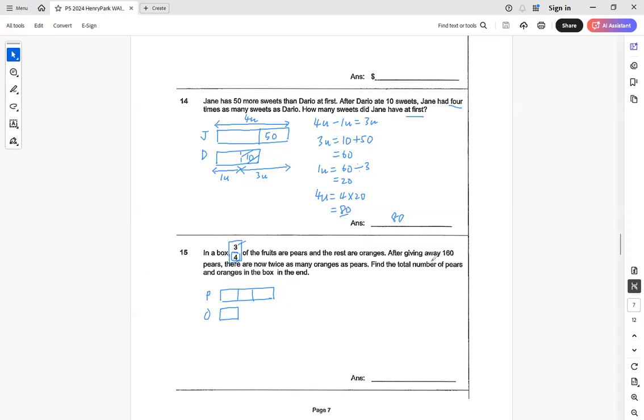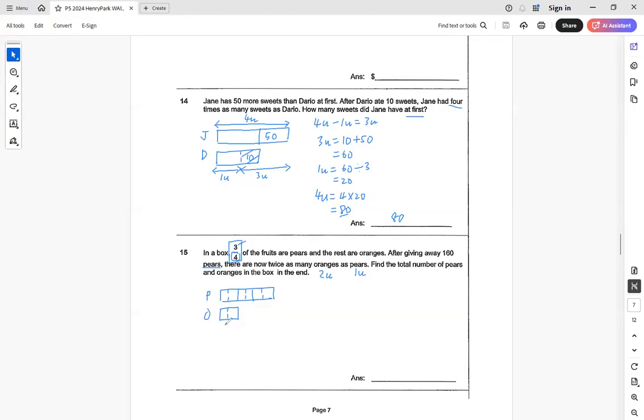Okay, so the change is after giving away 160 pears. Take note, only pears were given away. There's no change to the oranges. There are now twice as many oranges as pears, meaning in the end, the oranges is 2 units. The pear became 1 unit. So you take a look here, there's no change to the oranges, but the oranges became 2 units in the end. So let me just cut it to make it become 2 units. Okay, so when I cut one, I have to cut all. The original unit, there was 1 unit here, all have to cut correspondingly into 2 units each.